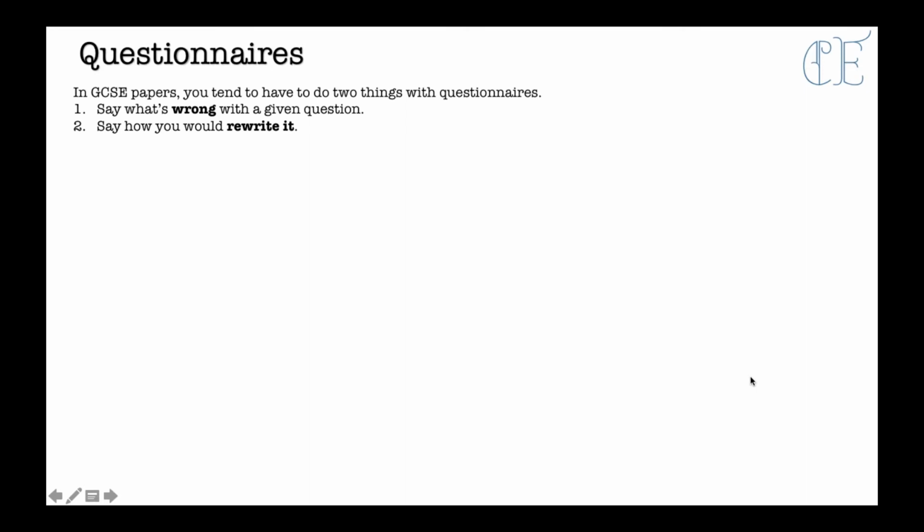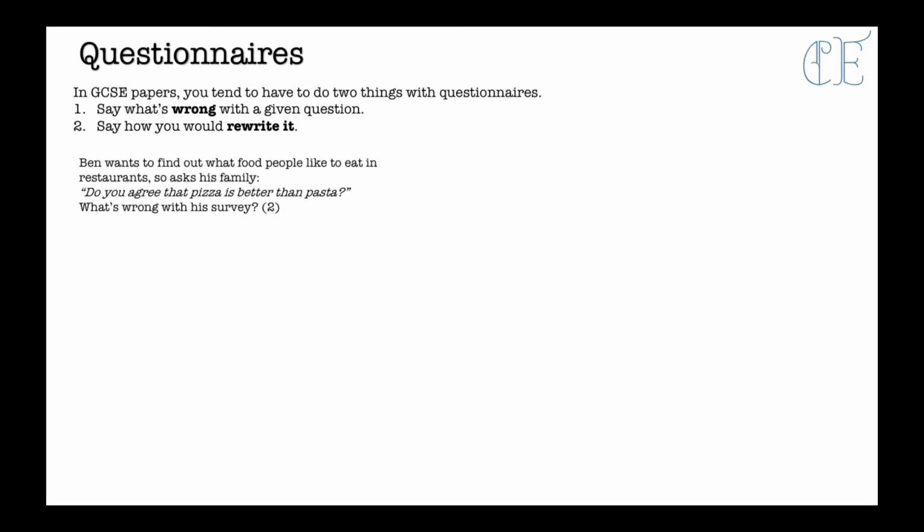Okay, so questionnaires. In GCSE papers, you tend to have to do two things with questionnaires. You will have to say what's wrong with a given question and say how you would rewrite it. For example, Ben wants to find out what food people like to eat in restaurants. So he asks his family, do you agree that pizza is better than pasta? What's wrong with this survey? First of all, that's a 2-mark question, so you need to write down two things.